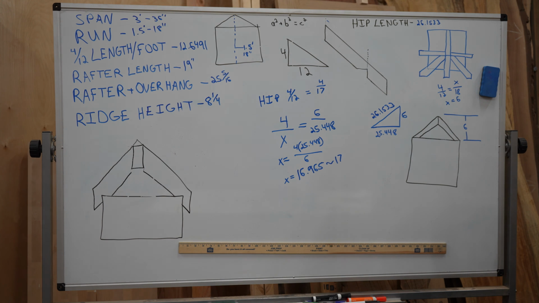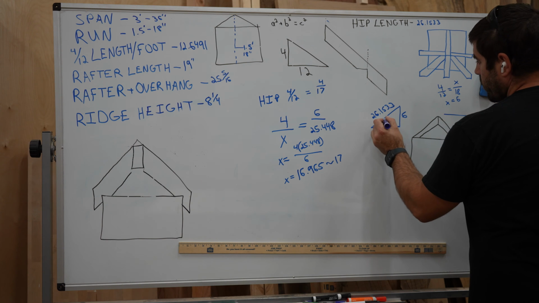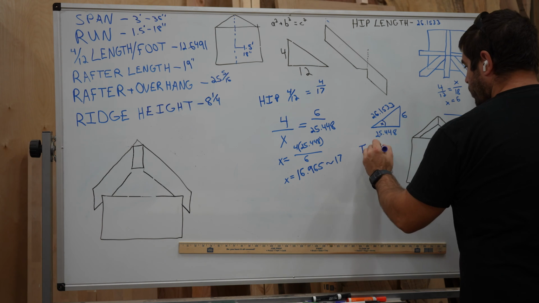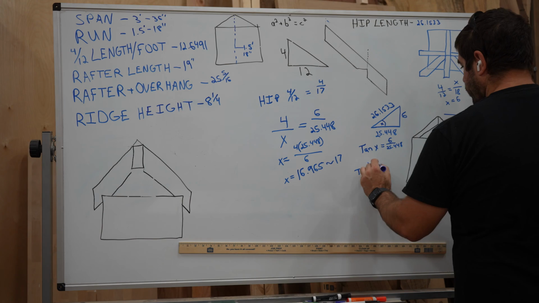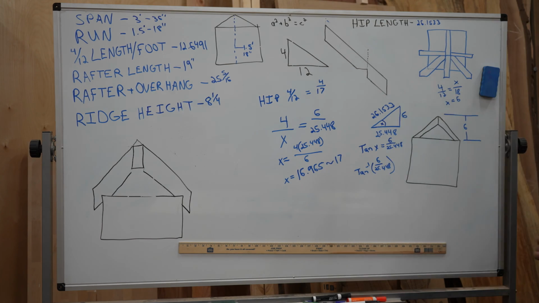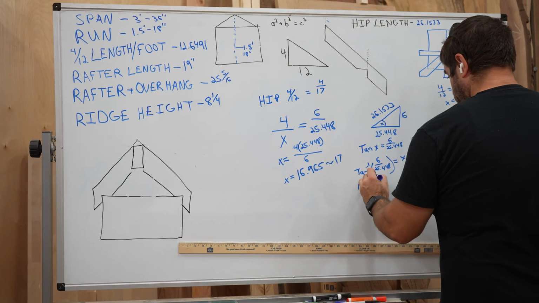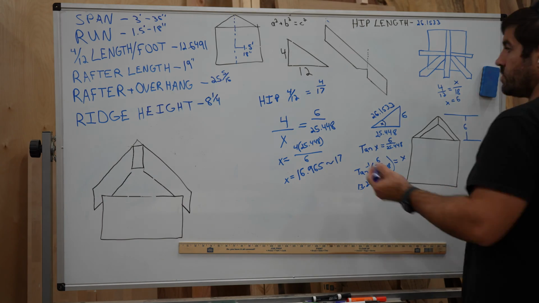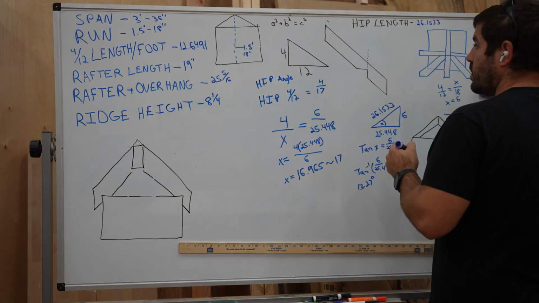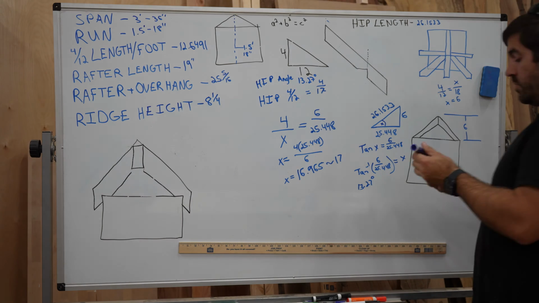We can also calculate the angle of the hip rafter. We will call that angle x, so the tangent of x is the quotient of 6 and 25.4. To get x by itself, we take the arctangent of 6 over 25.4, and we get 13.27 degrees, which is the angle the hip goes up and also the angle of our plumb cuts for the hip.